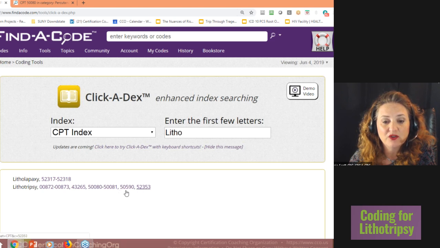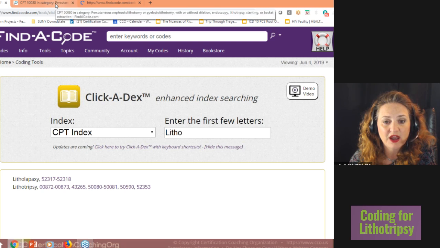Then we have 2 other codes. Now I'm not even going to try. Let's see if I can do this. If it's going to take too long. 50590. While that's doing that, I'm going to put in 52353.